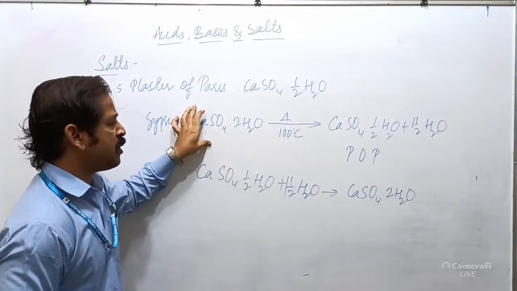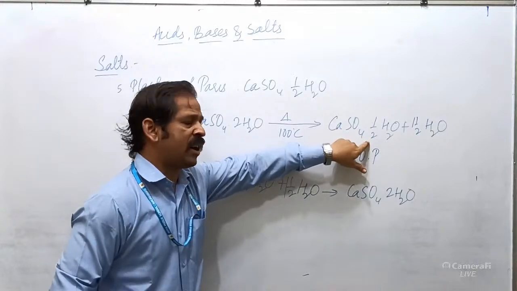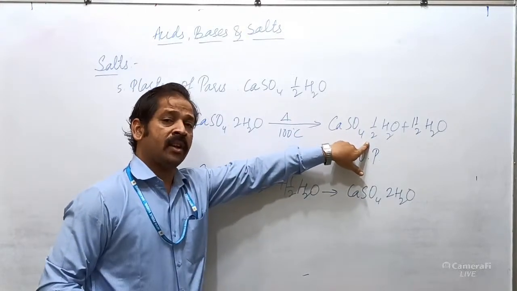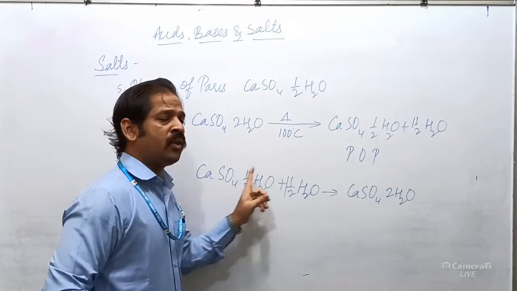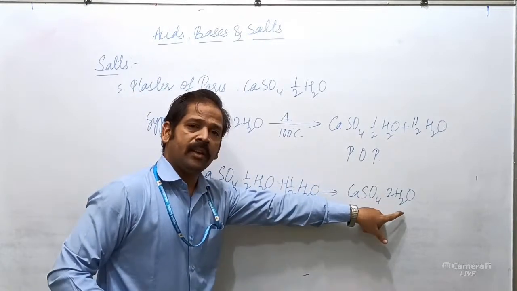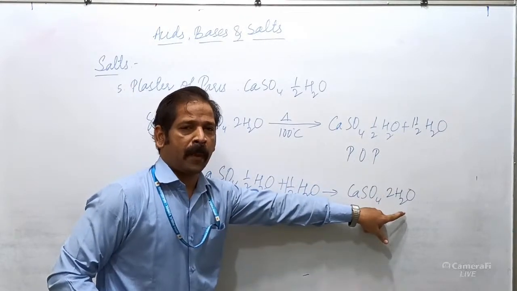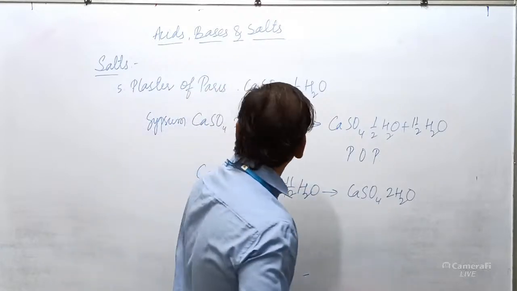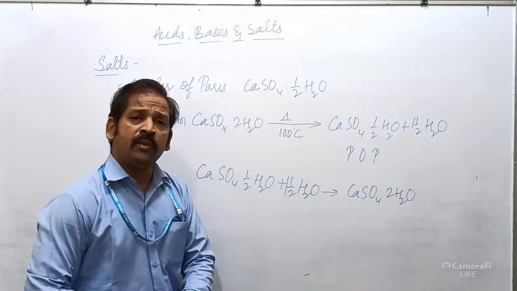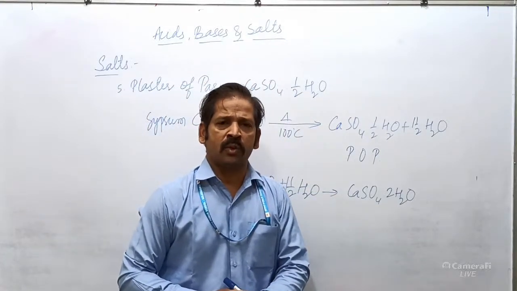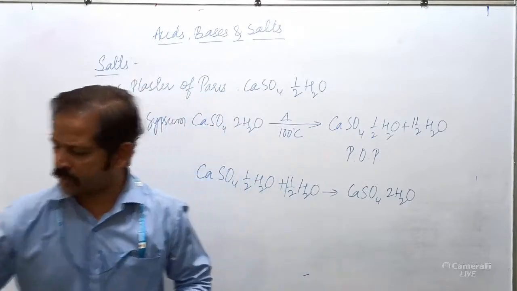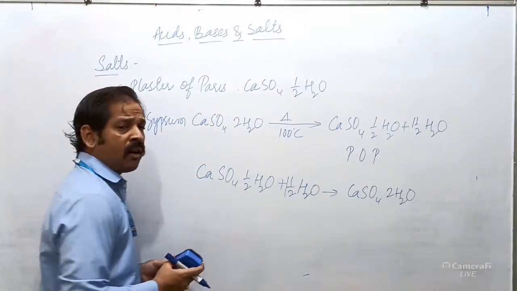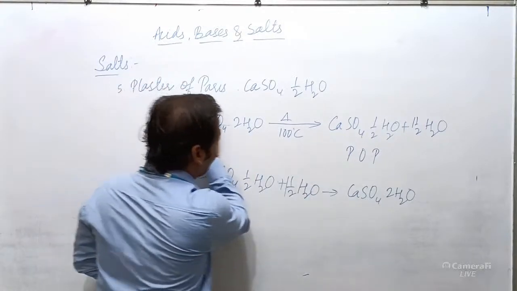If you heat the gypsum, you are going to get calcium sulfate hemihydrate, that is plaster of Paris. And if you add water to the plaster of Paris, once again you are going to get the gypsum. The last part of this topic is the uses of plaster of Paris. POP is used in the ceilings of the home. I think all of you have seen it. Let's see the uses of plaster of Paris.